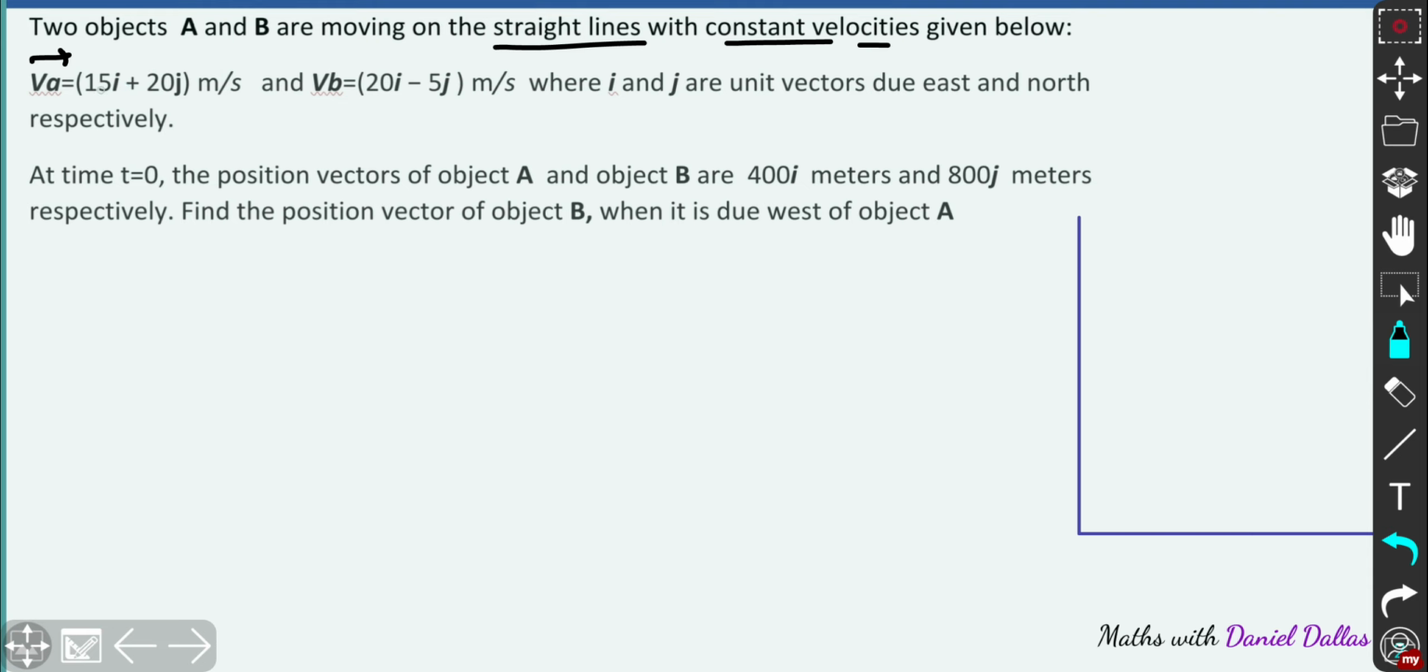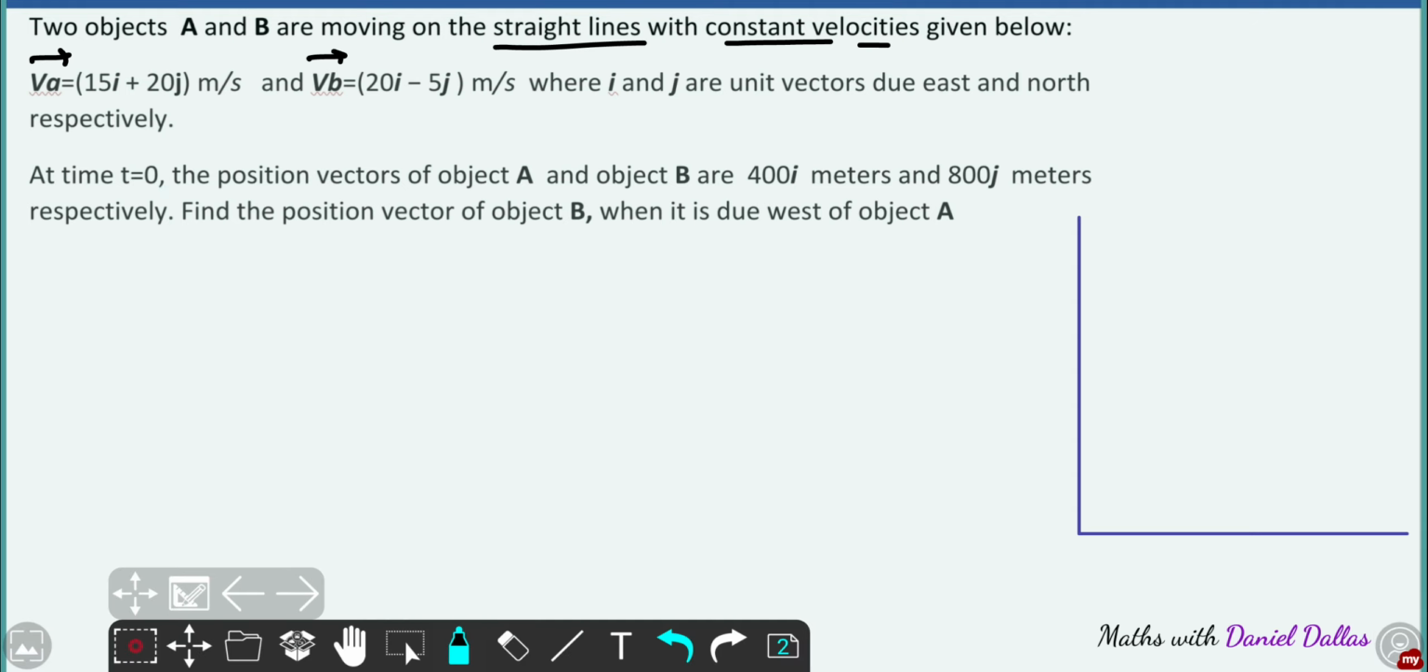You might see here 5i and 20j in component form. There is no dependency on time, so that's why they're definitely constant. Those words might be skipped actually. So i and j are unit vectors due east and north respectively. Okay, that's normal. i goes to the east, so let's draw this direction as east, and this is north direction. So the unit vectors: here is i, and here is j, due north.